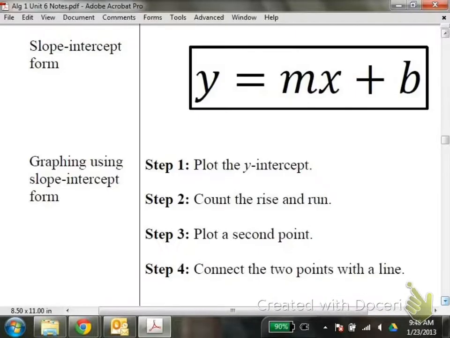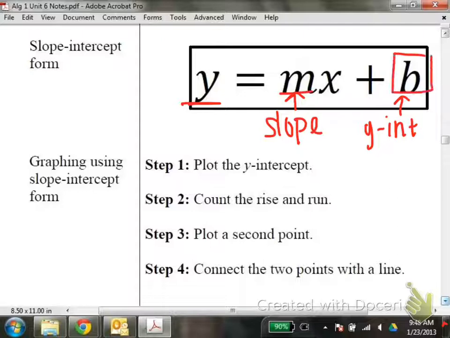Whenever you have an equation that's written in that way, we call it slope-intercept form. It looks like this: y equals mx plus b. So y is by itself, and x is on the other side. M is your slope. B is your y-intercept.